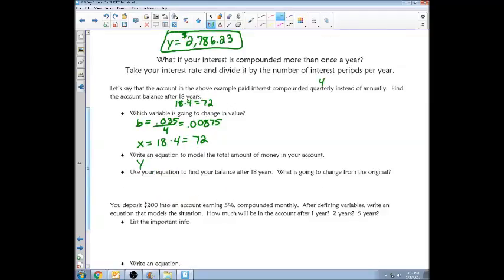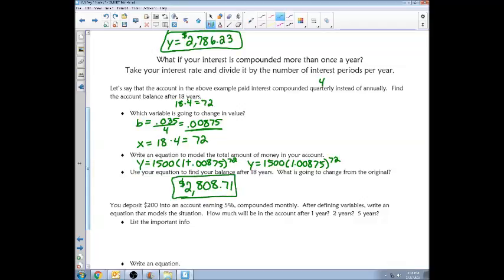So it'll be Y equals the 1,500 times 1 plus my new B value, 0.00875, raised to the 72nd. So now I'm going to simplify that out a little bit. Y equals 1500 times 1.00875 raised to the 72nd. If I type that straight through into my calculator, I end up with $2,808.71. So you notice that the difference between being compounded quarterly, my number is going to be higher.